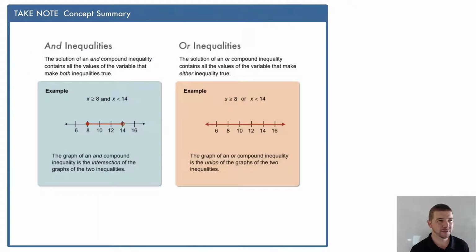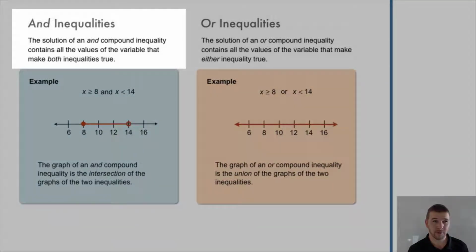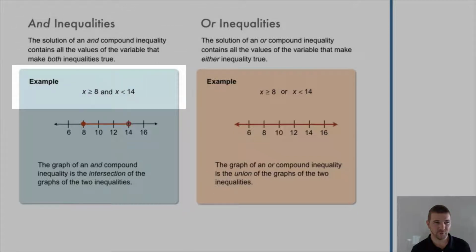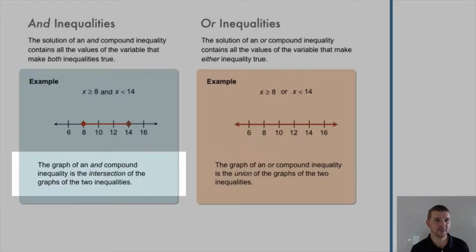And a great concept summary to add to your notes. And inequalities, some information on the left, or inequalities on the right. First, with an and inequality, the solution of an and compound inequality contains all the values of the variable that make both inequalities true. For example, x is greater than or equal to 8 and x is less than 14. Graphed, a solid boundary point at 8, another at 14, and a line segment connecting the two to represent all solutions that satisfy both inequalities. The graph of an and compound inequality is the intersection of the graphs of the two inequalities.